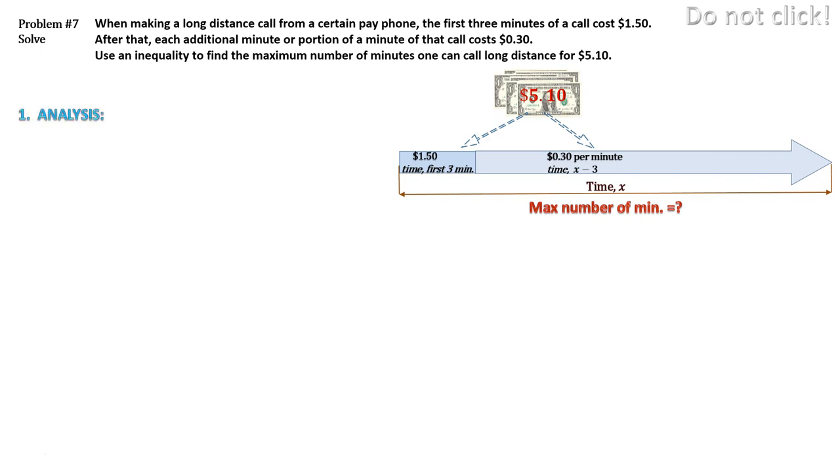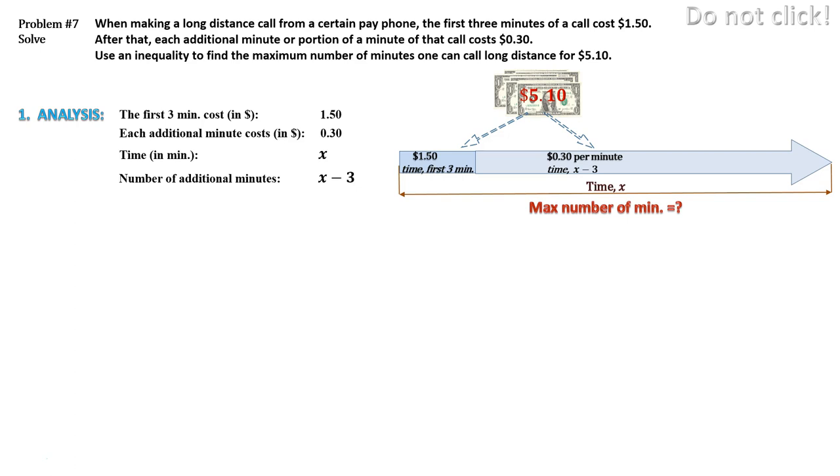Analysis. As you see from this problem, the first 3 minutes cost $1.50. After that, each additional minute costs 30 cents. That is, additional minutes after the first 3 minutes. Then, if you mark as x the time in minutes which someone can use for $5.10, then the number of additional minutes would be x minus 3, because we have to subtract the first 3 minutes. We pay for them $1.50.